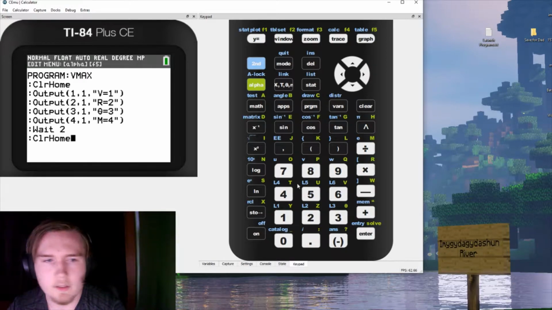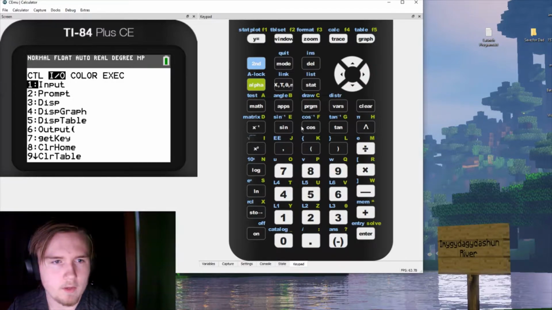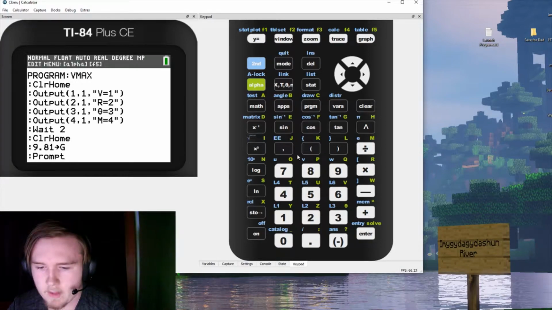We want clear home one more time. We're going to set 9.81 and store it to G. That's for gravity, so we can use that in our equations. And now for the actual math and the workings of the program. We're going to go to prompt, that's input output 2, and we want to prompt A.